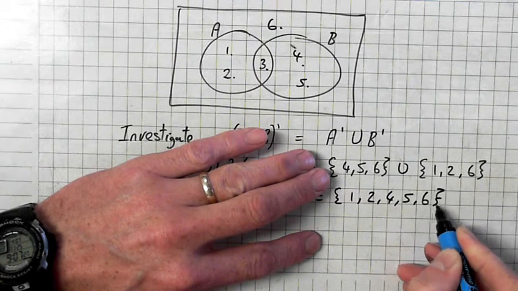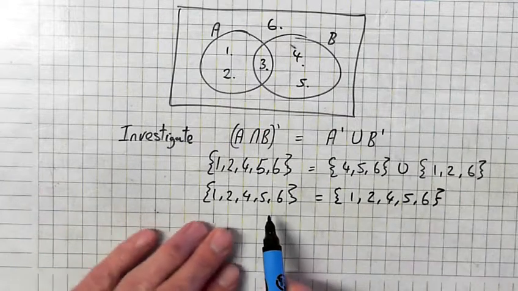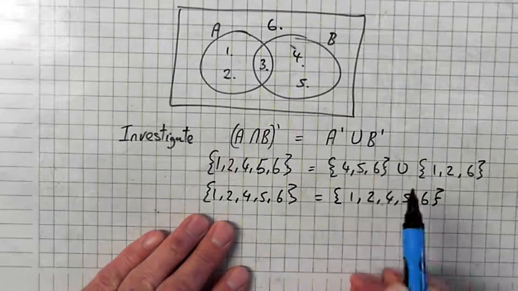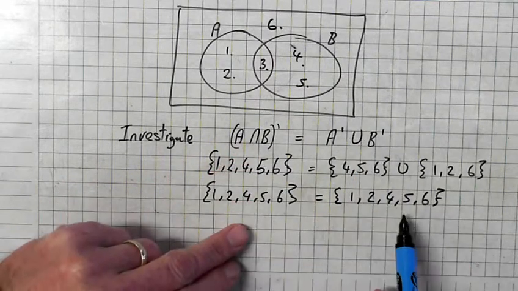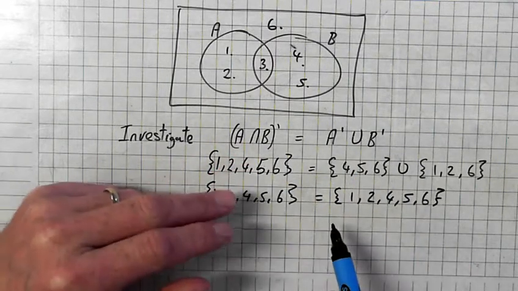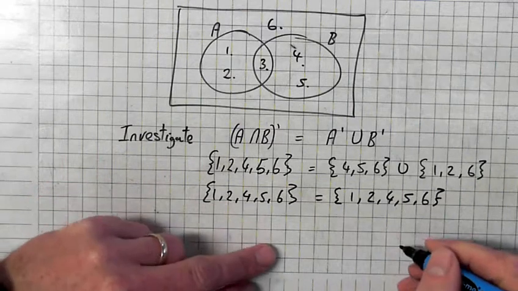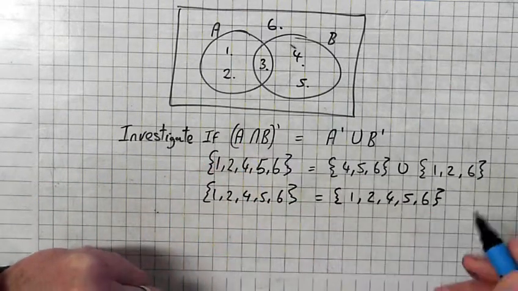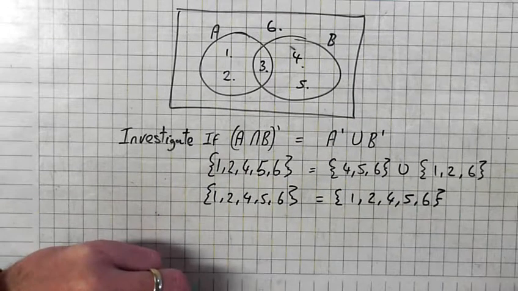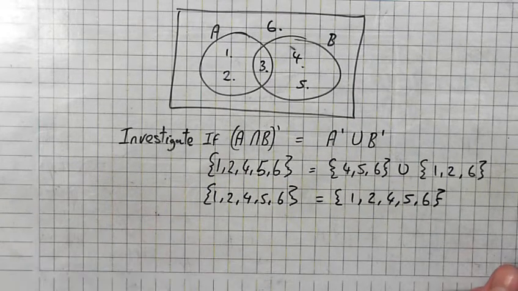Okay, so final question, are both sides equal? Yeah, they are. So is this equal to this? Yeah, it is, isn't it? Was that a difficult question? No. It looked difficult, didn't it? Investigate if this is equal to this. I just broke it up into small, manageable pieces and made it easier to do.